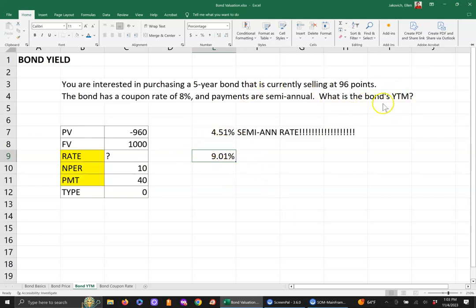So when you have yield to maturity problems that you have to solve for with semi-annual payments, remember the rate you solve for is semi-annual, and you must double it once to get the annual rate. Okay, that's enough for bond yield to maturities.